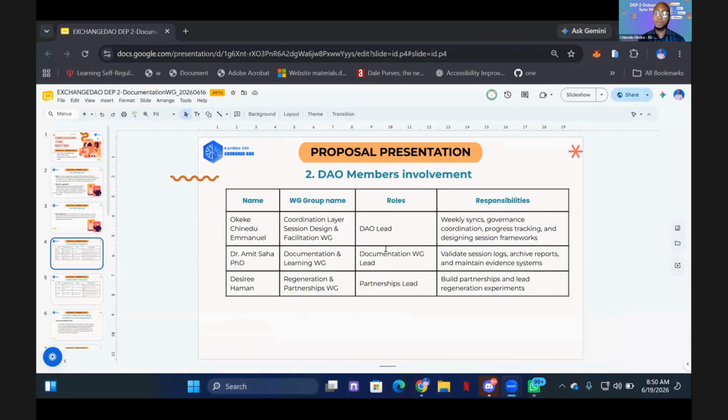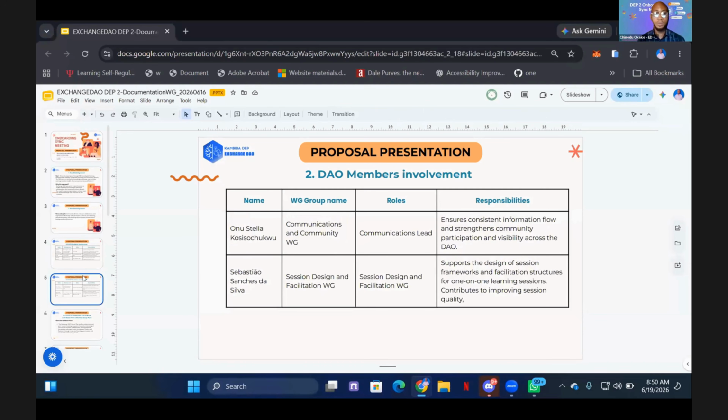Okay. Sorry about that. So we have Dr. Amit Saha, who is the documentation working group lead. We have Desiree Haman, the partnerships lead. We have Onu Stella, who is in charge of communications. We have Sebastian in charge of the session design and facilitation working group.